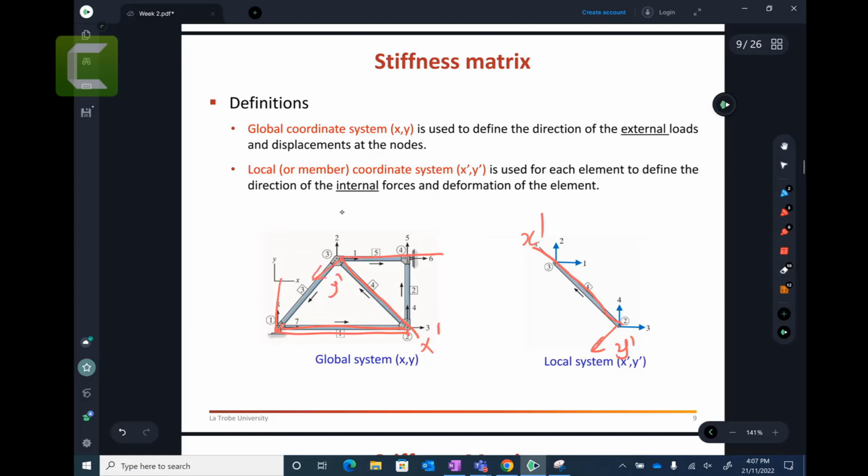This one has its own local system, let's say x' y'. This one has its own local system x' and y'. You understand what I'm trying to say? So there are two systems that I want to identify, X and Y, without the prime.